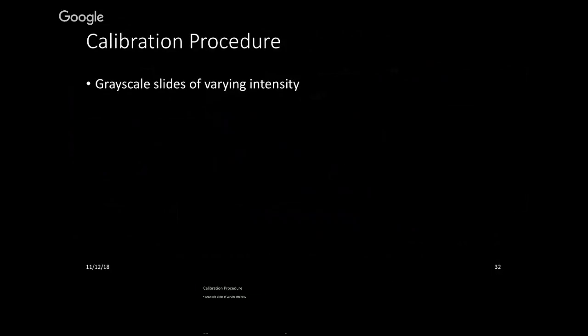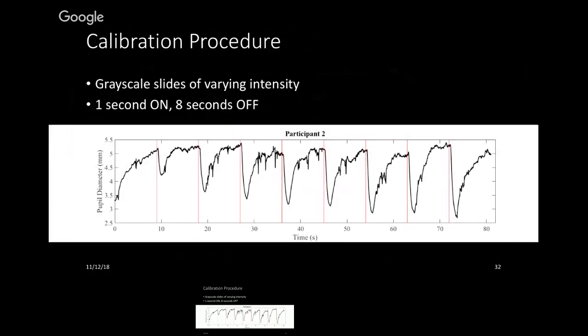Okay, so our calibration procedure that we proposed is as follows. We flash grayscale slides of varying intensity to the user. We do 1 second on, 8 seconds off. So here's what the data looks like. On the vertical axis, I have pupil diameter, and the horizontal axis, I have time. Okay? So what you're seeing over here is how one particular user's pupil is changing over time as we are flashing slides at them.